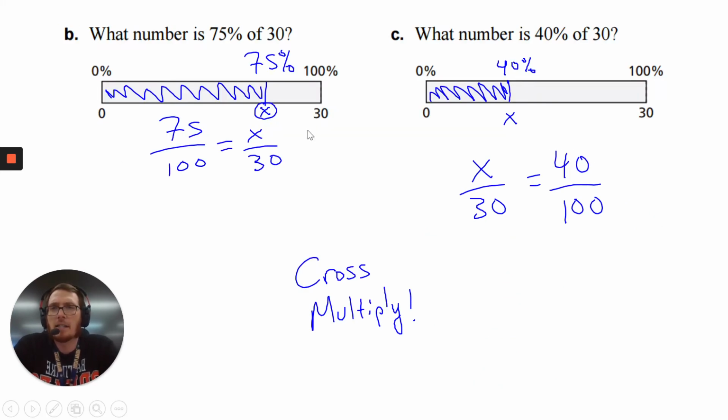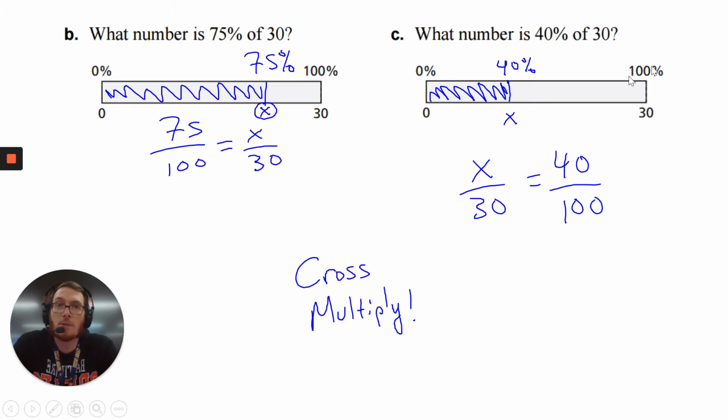Okay, so this next one, 75% of 30. So I have 75% of 100%. That's this area right here. So 75 out of 100 is the percentage equals x out of 30. Cross multiply and solve. Some of these I haven't cross multiplied because we're trying to focus on getting the setup right, and then we can deal with the cross multiplication.